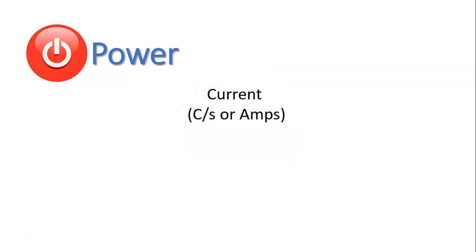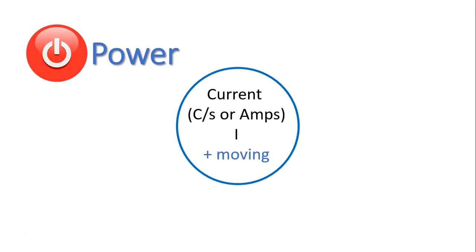Current is the movement of charge. That's coulombs per second, or amps. We use I for the symbol for current, and that is always a positive charge. The direction positive charges move is the standard current we always talk about. We discussed current that way.